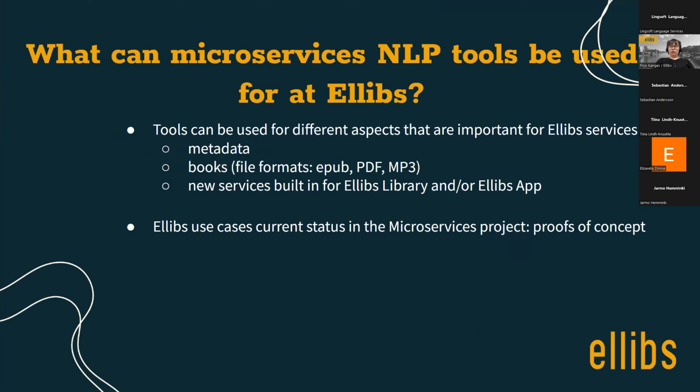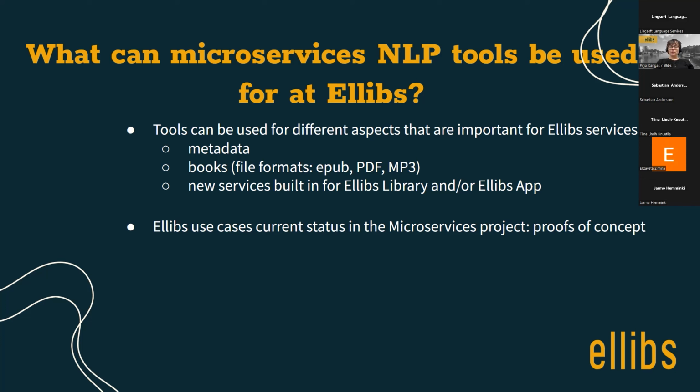And when we come to the question of what microservice NLP tools can be used for at Ellipse, or how they can help us, I would like to remind everyone that there are different aspects where you can use these tools. First of all, we have a lot of metadata linked with books. Then we also have the actual books in different file formats, both audio and ebooks. And then of course we have all these players and services where you can integrate different kinds of tools.